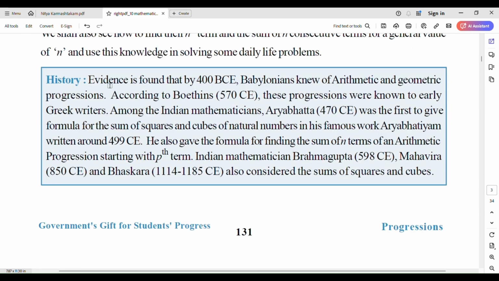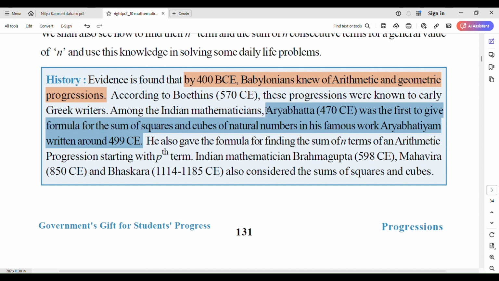Just a small history. Evidence is found that by 400 BCE, Babylonians knew arithmetic and geometric progressions. So it is not a new technology or new mathematics. This was known by 400 BCE. According to Boethius, 570 CE, these progressions were known to early Greek writers also. Among the Indian mathematicians, Aryabhatta, around 470 CE, was the first to give a formula for the sum of squares and cubes of natural numbers in the famous book Aryabhattiyam, written around 499 CE.